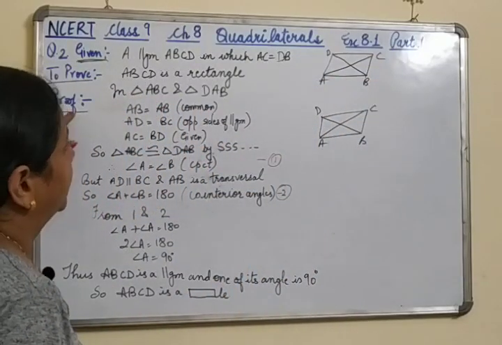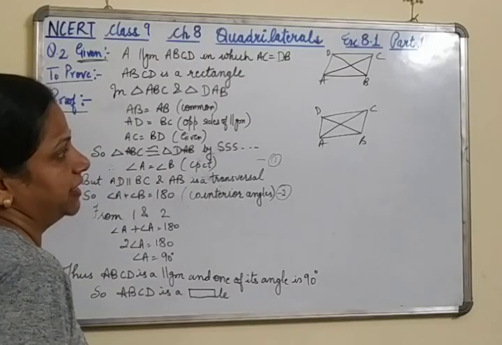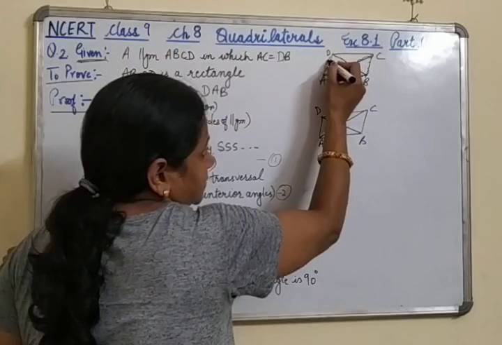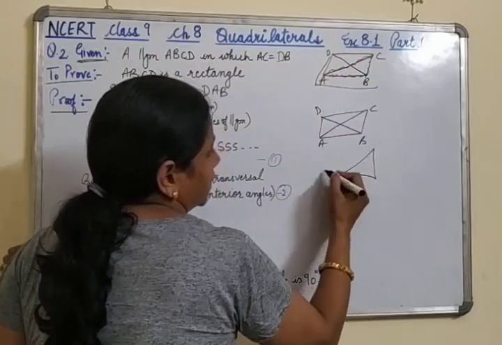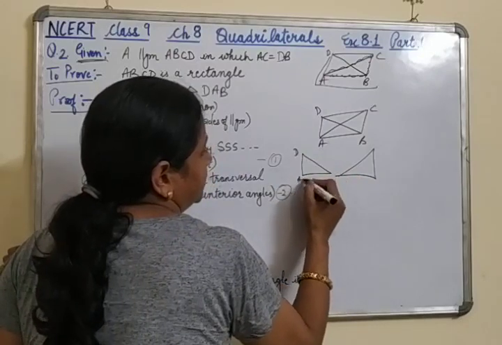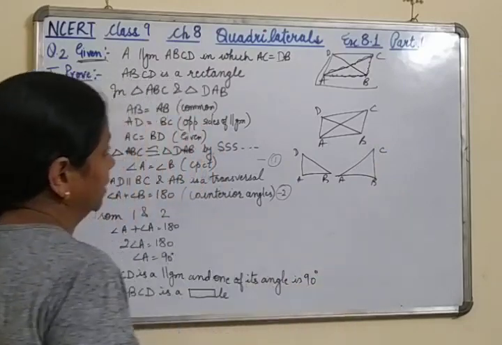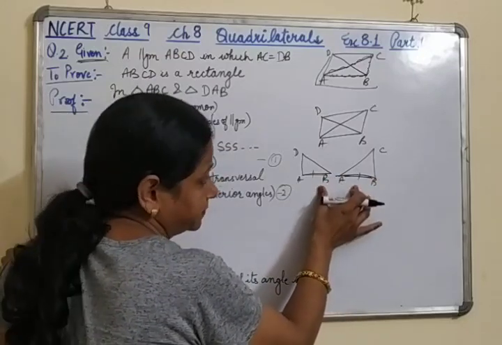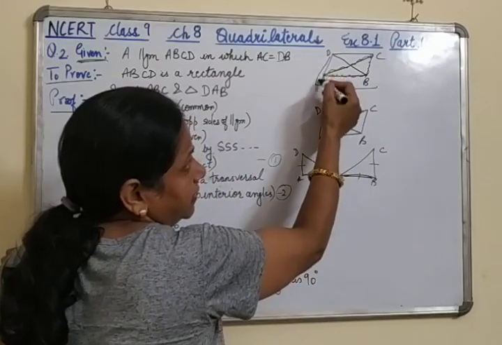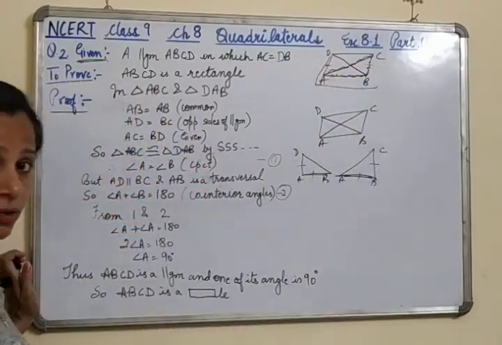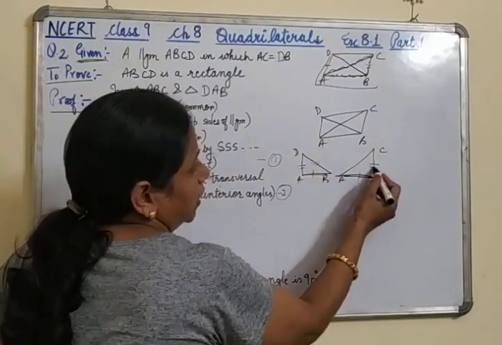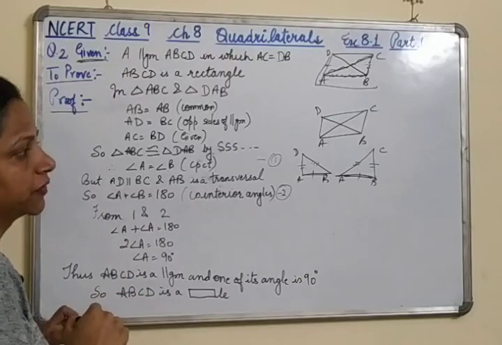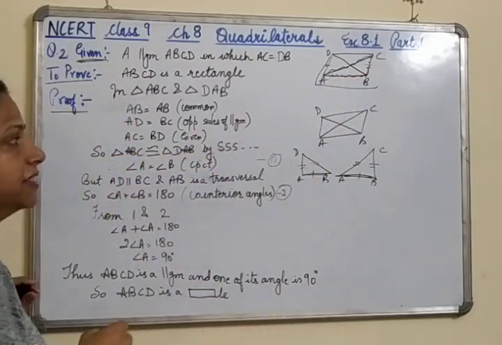Now we take the proof, and in the proof we take triangle ABC and DAB. This is DAB and this is ABC. Now in these two triangles, if we see clearly, AB and AB are coming in both. That means AB is common. Then AD and BC are the opposite sides of the parallelogram, so they will be equal. Also DB and AC are equal. Why? Because they are the diagonals of the parallelogram and it is given to us, right?